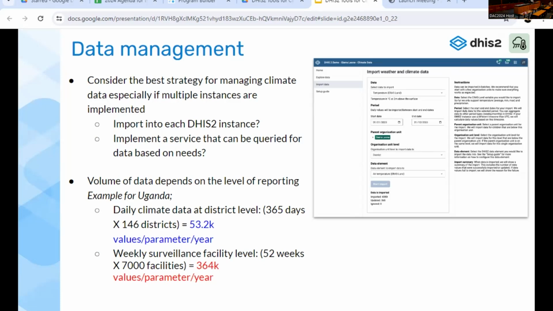And again, we are not looking at 30 parameters for climate. For now, we are doing about 6 data elements. I'm sure for surveillance, you have much more than that. So just using that comparison gave me confidence that we shouldn't worry so much about the volume of data that this will be bringing into your DHIS2 instance.